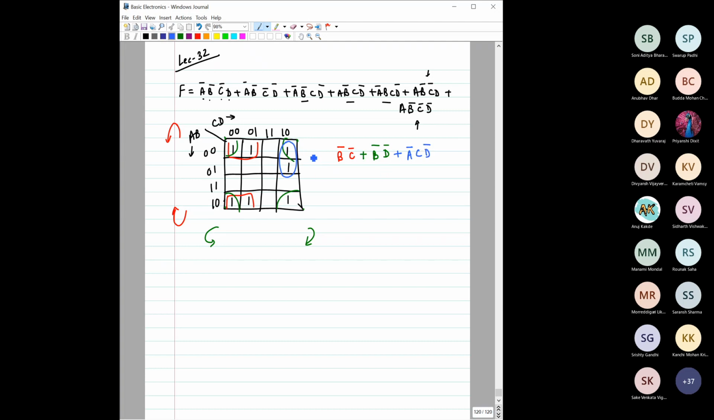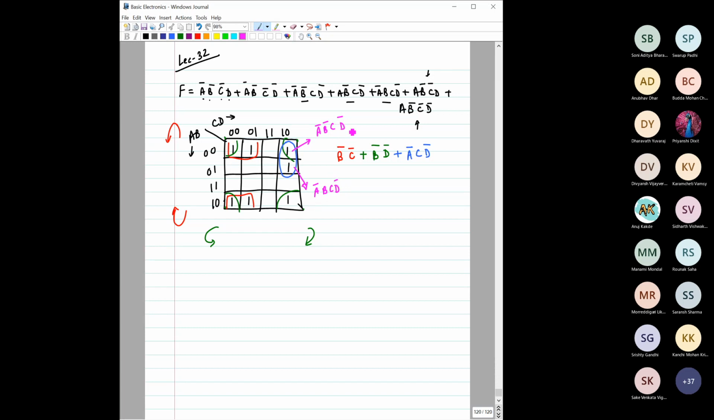Now your friend has asked why we can't take three ones. First thing is that we can't take these three because, see, what are these two terms? Can anyone tell in terms of A, B, C, D? It is A, B, 0, 0, so it is A bar, B bar, C, D bar, right? This term is this one. And what is this? This is A bar, B, then C, D bar, isn't it?